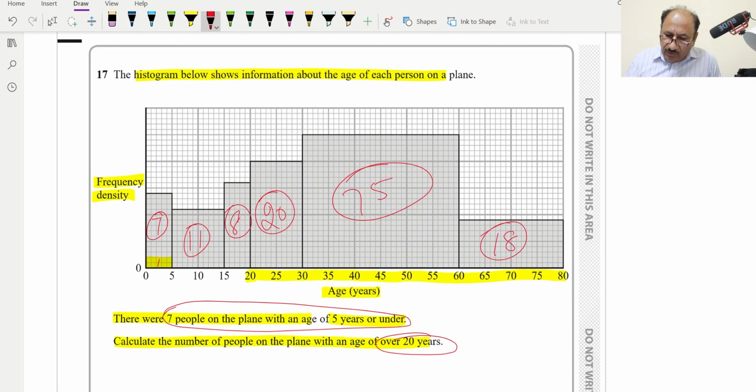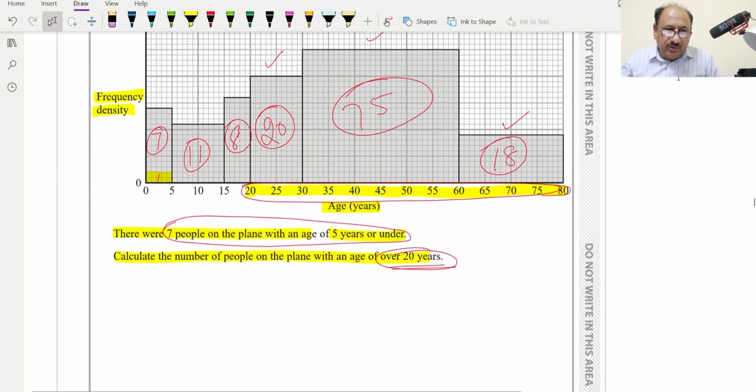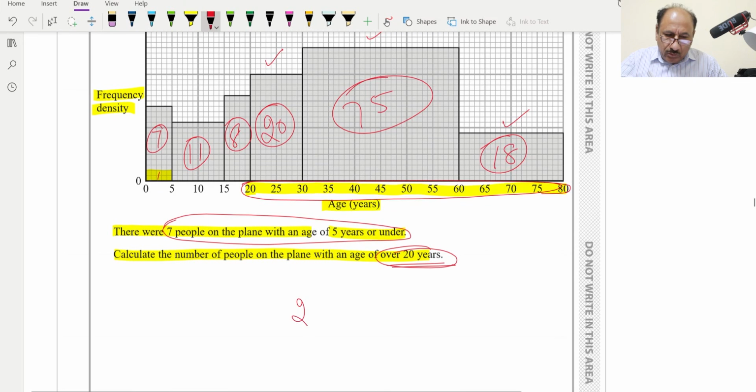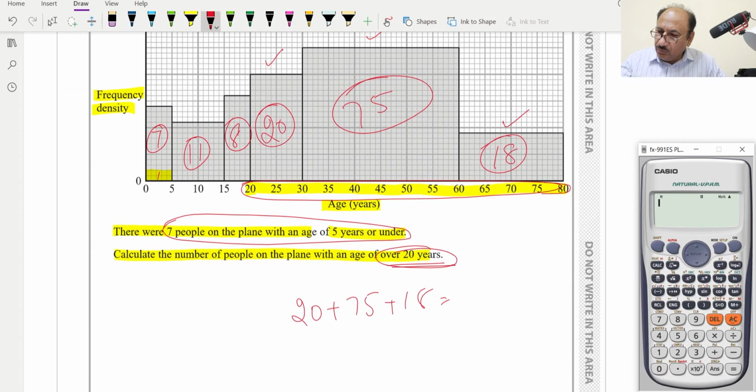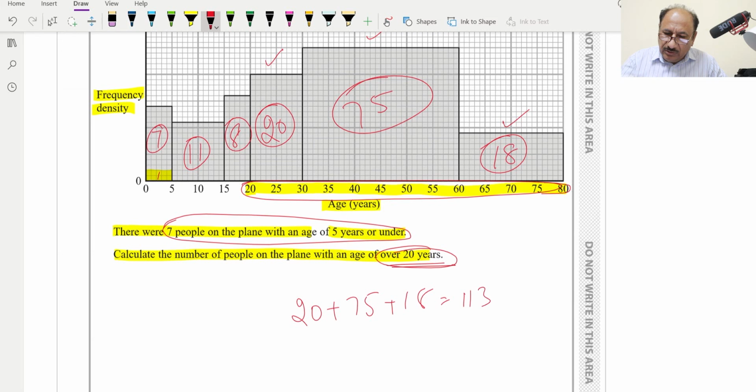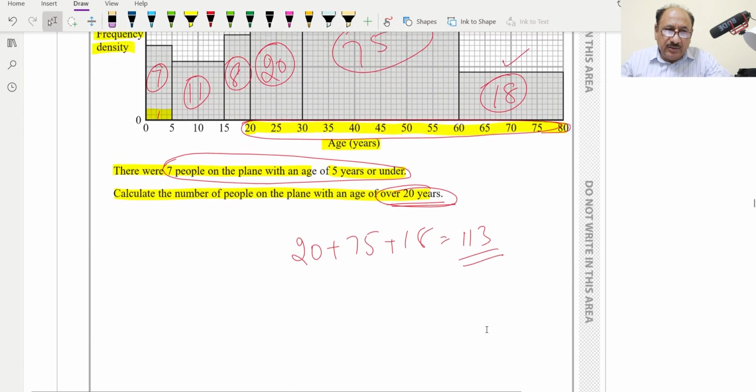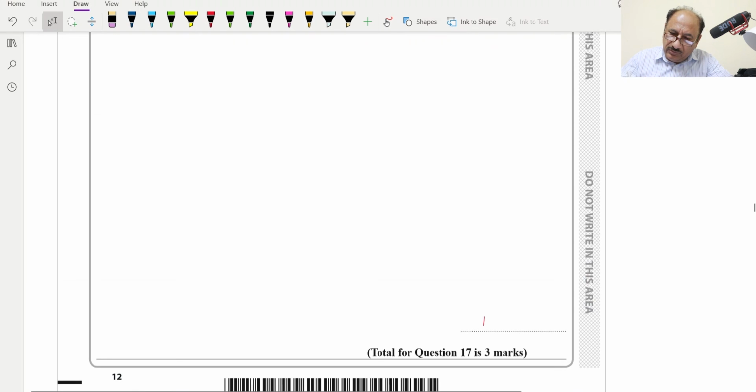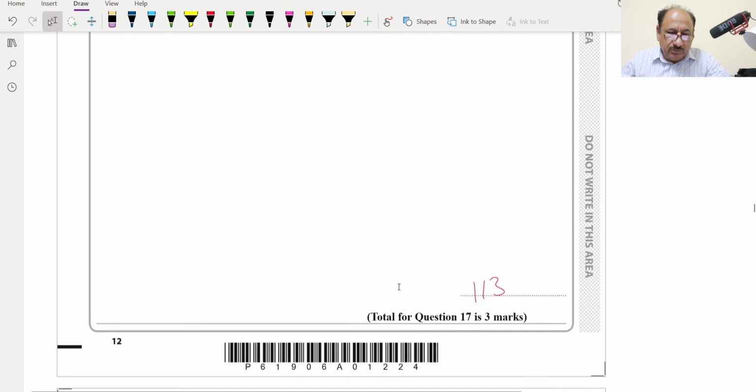Now they are saying over 20 years. Over 20 years will be this section which we have checked, and including 80. So we will be adding 18, 75, and 20. So if we add these three values, 20 plus 75 plus 18 is equal to 113. So 113 will be the answer for this question which we have written over here. 3-mark question. Hopefully you understood this.